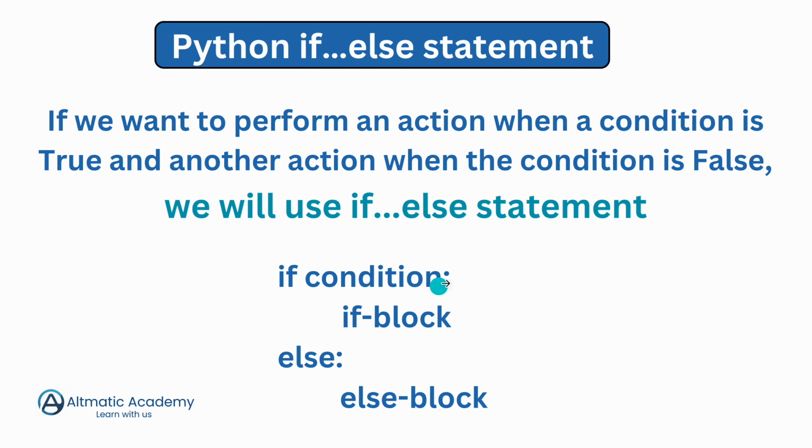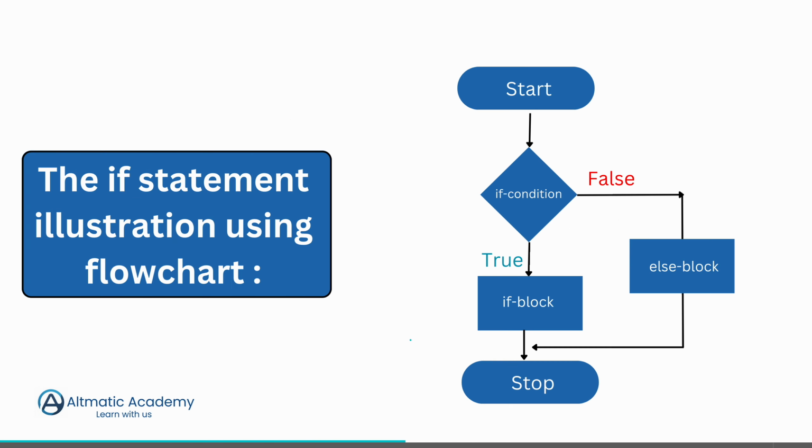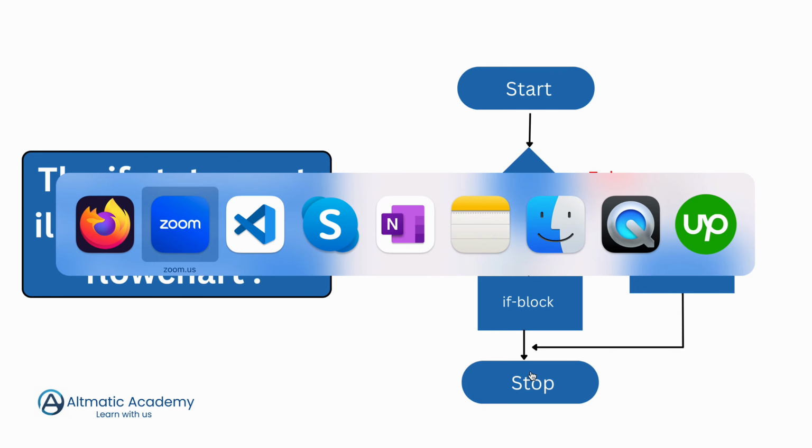So here is the if condition. If the condition is true, my if block will be executed. If this is false, my else block will be executed. Before an example, let me show the flowchart and how it works. Start, if the condition is true, my if block will be executed, and if false, whatever I have written in the else block will be executed, and then my program will stop. So let us see one example.